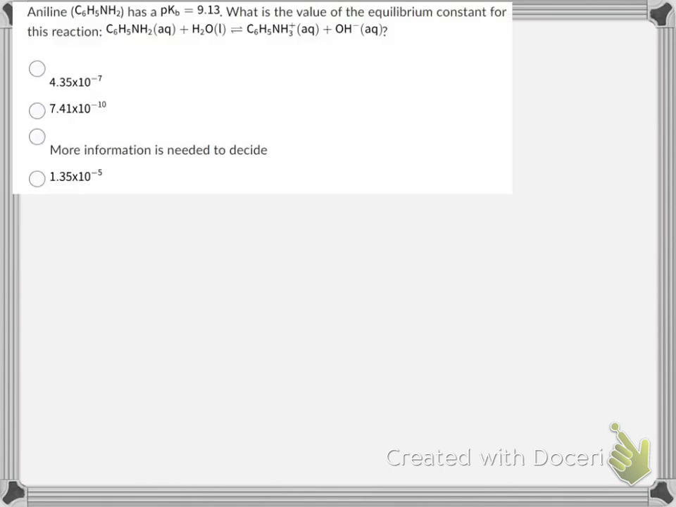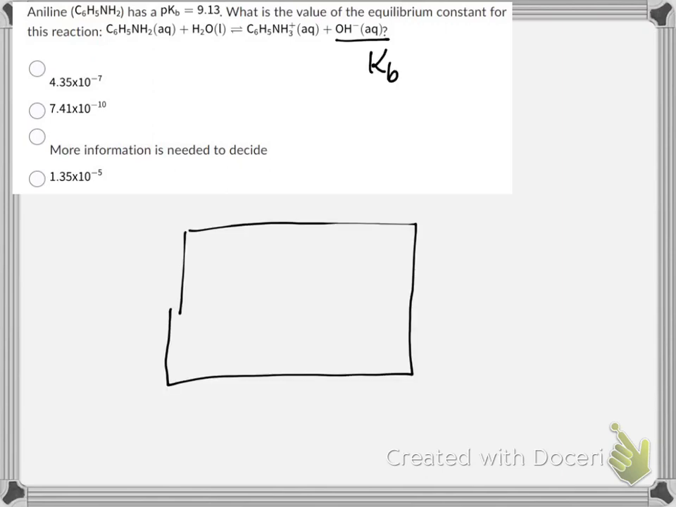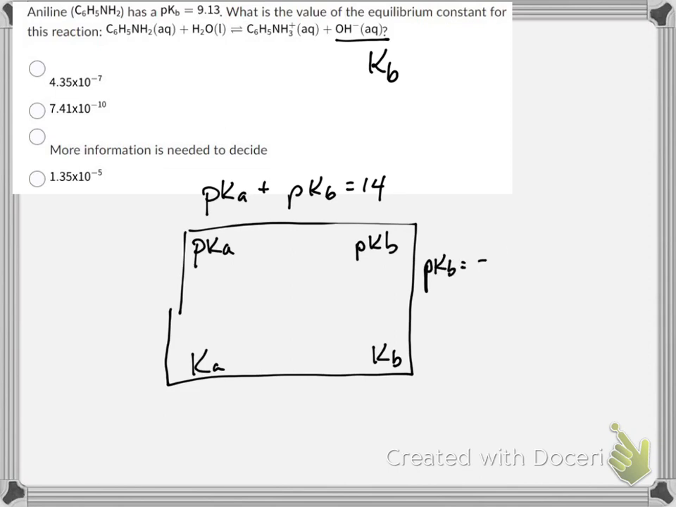All right, so we're given a reaction. The reaction has a hydroxide ion. So that means we're undergoing Kb. Now we have the same type of table for Ka, pKa, so let's just fill it in. pKa plus pKb is 14, that's on top. And if you want to go between Kb and pKb, these are the two equations depending on what you're given. If you're given Kb, then you could take minus log and get pKb. If you're given pKb, then you can determine Kb.